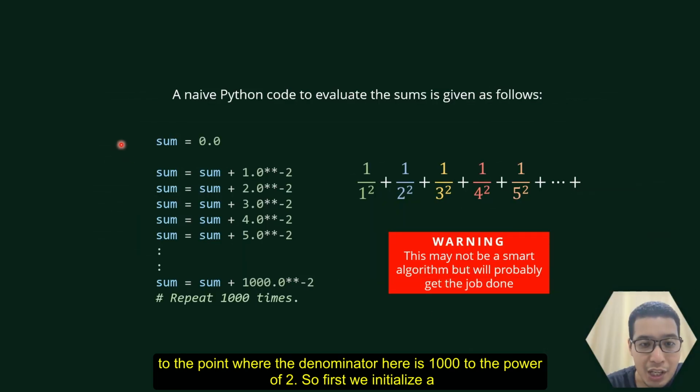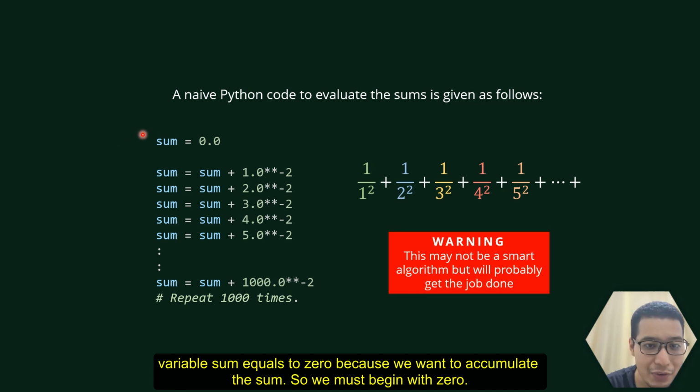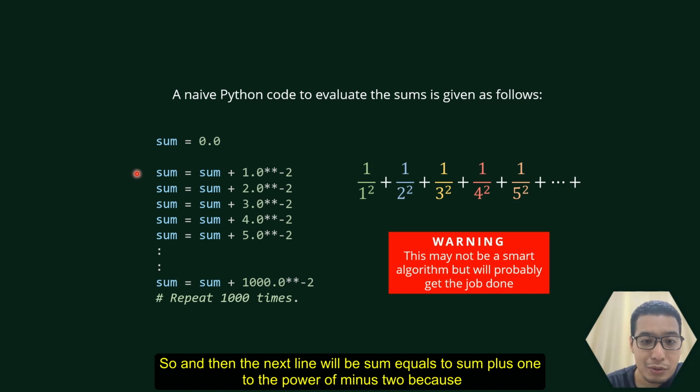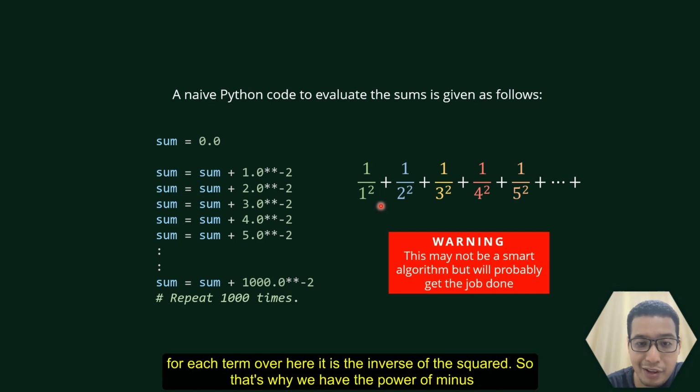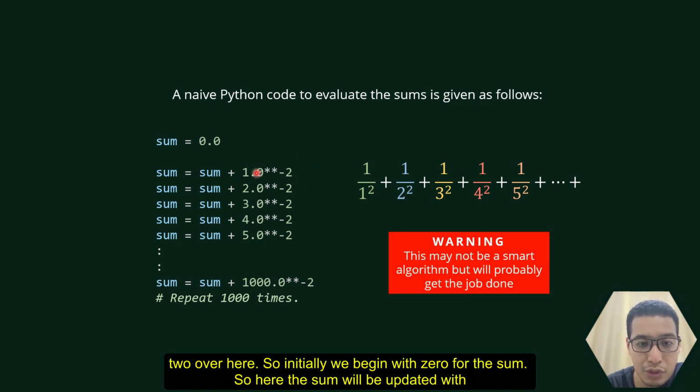First we initialize a variable sum equals to 0 because we want to accumulate the sum. So we must begin with 0. The next line will be sum equals to sum plus 1 to the power of minus 2, because each term here is the inverse of the squared. That's why we have to the power of minus 2 here.